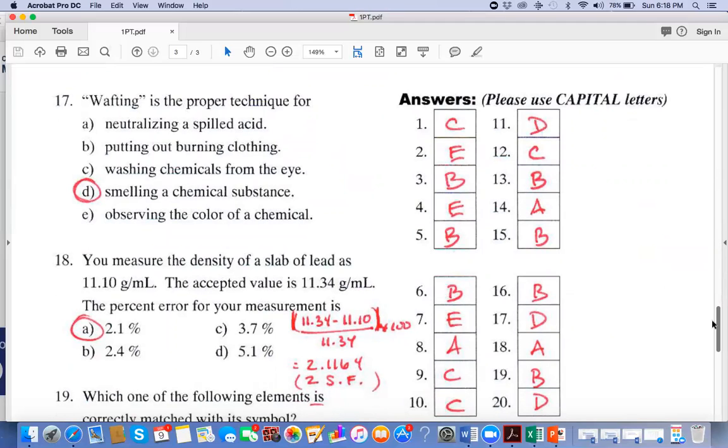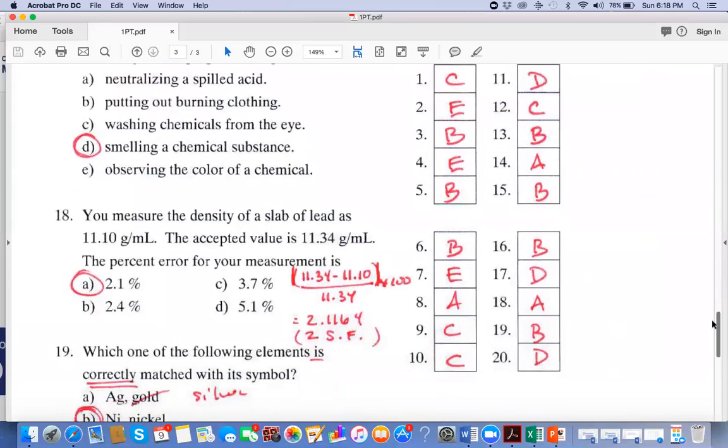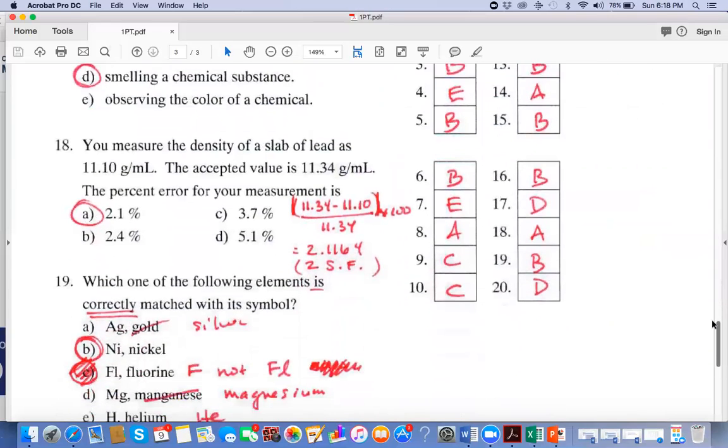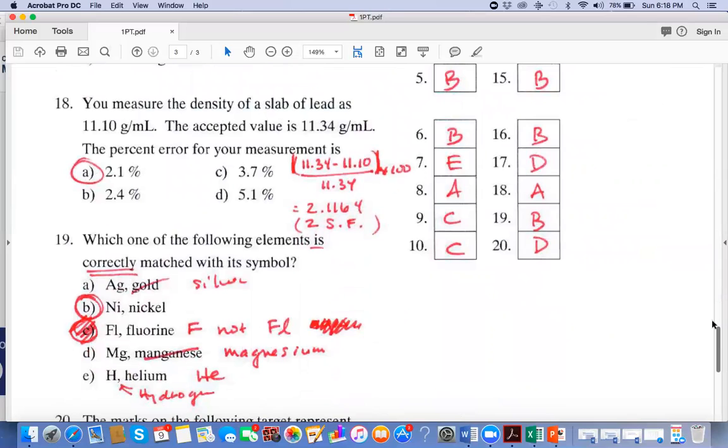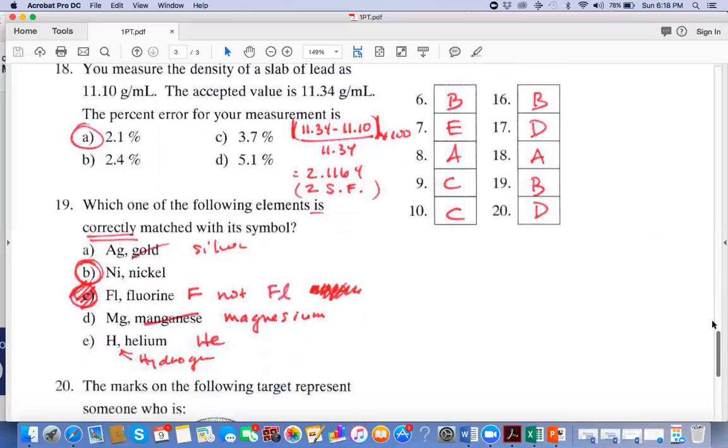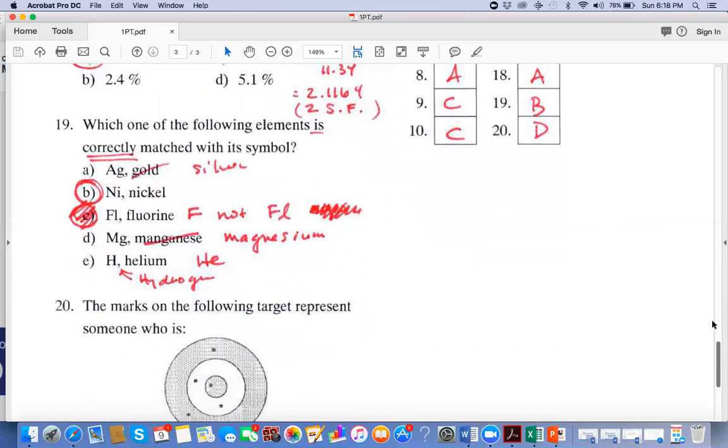That's D. You measure the density of a slab of lead as 11.10 grams per milliliter. The accepted value is 11.34 grams per milliliter. The percent error for your measurement, you would calculate by subtracting 11.10 from 11.34 and dividing by 11.34. And you would have to account for the 2 significant figures. So 2.1%.